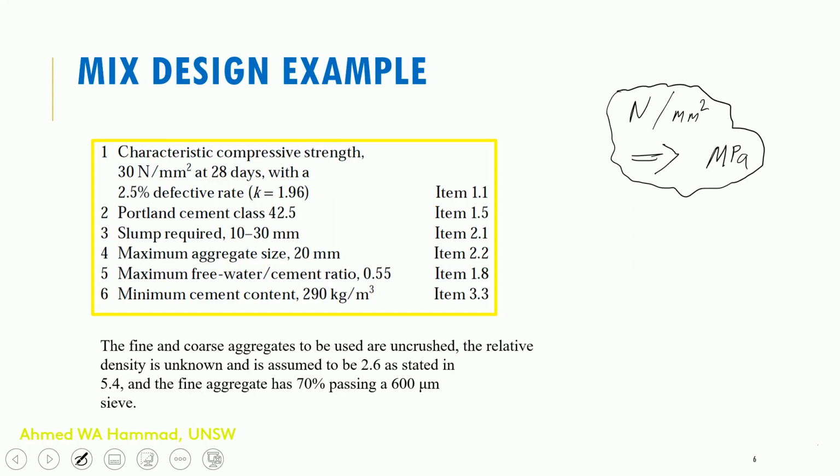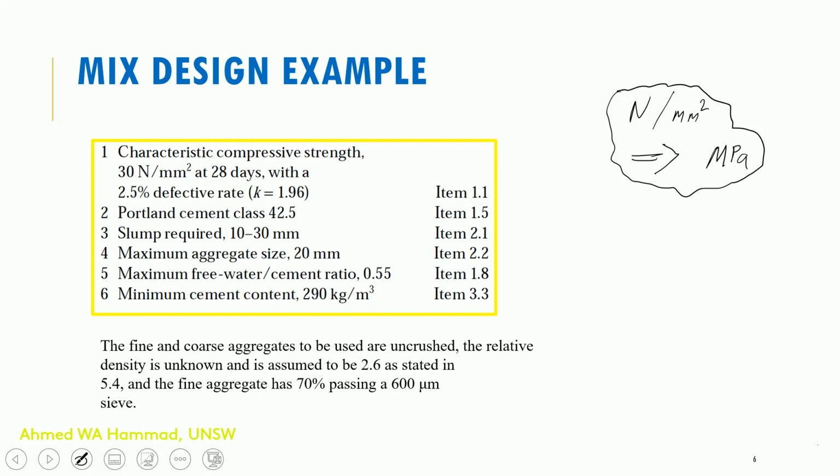To be able to understand the process, the best way of doing that is actually going through an example. So you can see an example in front of you. Now, the client had specified a characteristic compressive strength of 30 newtons per millimeter squared. Remember that newtons per millimeter squared, that's equivalent to megapascals. So it's the same units. And that's at 28 days.